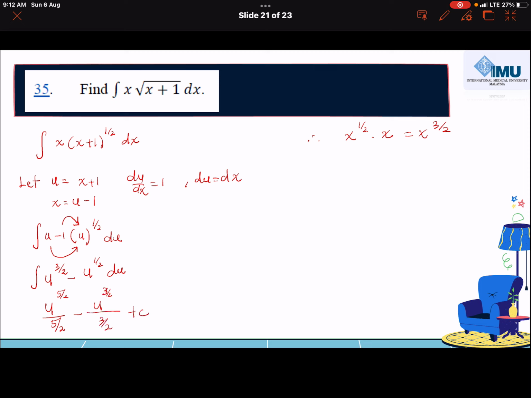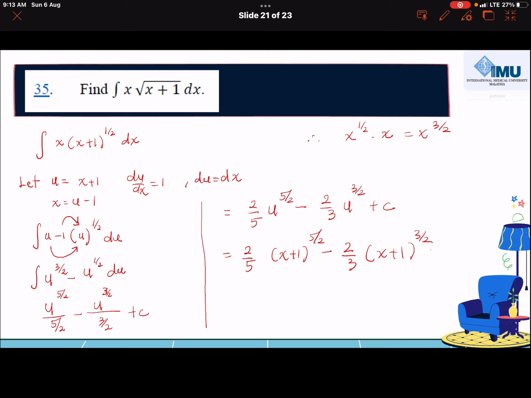Don't forget to put plus c at the end. So if I simplify it, I will get 2 over 5, u to the power of 5 over 2, minus 2 over 3, u to the power of 3 over 2, plus c. Now, don't forget to replace back your u term. Your u term is basically x plus 1. So it becomes 2 over 5, (x plus 1) to the power of 5 over 2, minus 2 over 3, (x plus 1) to the power of 3 over 2, plus c. That's all for question 35.